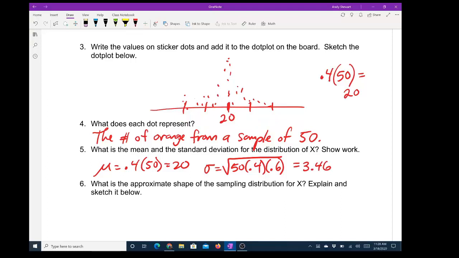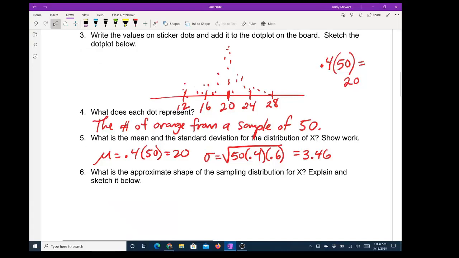That much. So this would be around 24. I'm going to round this 3.46 up to around 4. And this would be around 28. This might be 16, and this might be around 12. Since the standard deviation is 3.46, and like I said, after 2 standard deviations, you have very little data after that. So it should be no surprise then, number 6, what's the approximate shape of the sampling distribution for x?